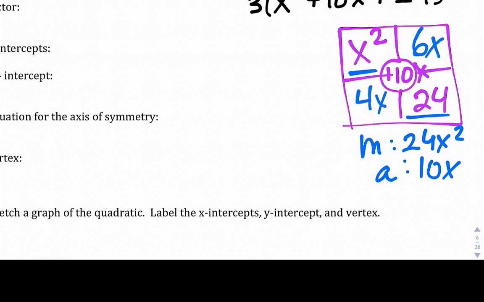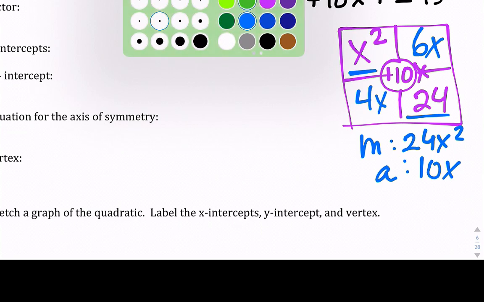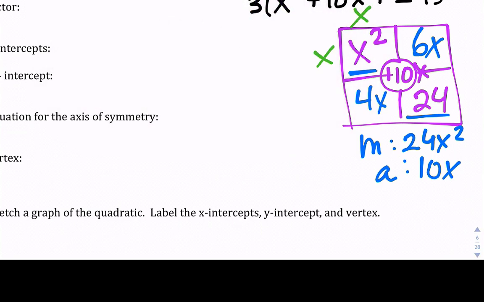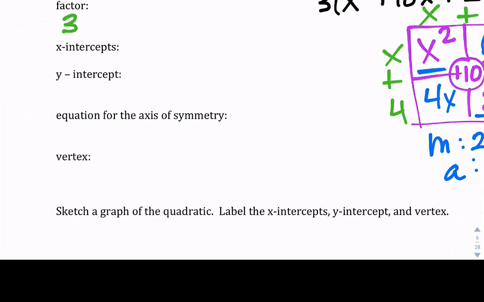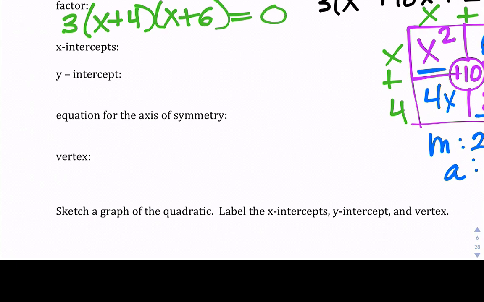Let's get the outside of the box. We know that x times x is x squared, x times 6 is 6x, and x times 4 is 4x. So here's factored form. Don't forget about that 3 we factored out, and we have x plus 4, x plus 6 in either order. The x-intercepts, we want to know what makes that equal 0. What makes x plus 4 equal 0? We can make an equation and solve, but we know negative 4 makes that 0. And what makes x plus 6 equal 0? That's negative 6. So those are the x-intercepts.